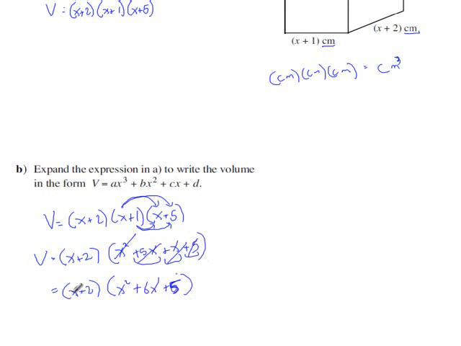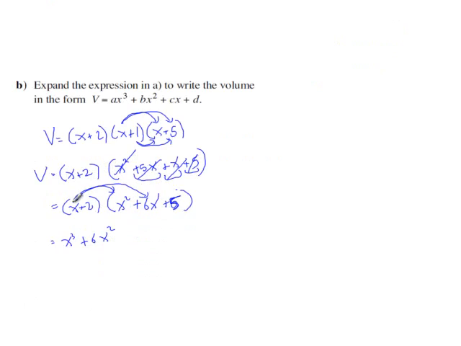Okay, now I have a binomial times a trinomial, which is fine. I can expand that out. So x times x squared is x cubed. x times 6x is 6x squared. And x times 5 is 5x. Then we have 2 times x squared is 2x squared. 2 times 6x is 12x. And 2 times 5 is 10.